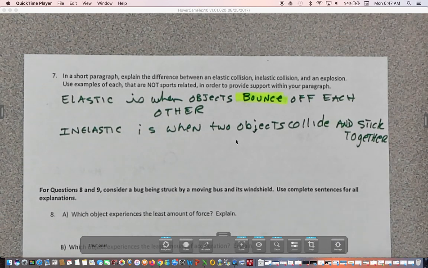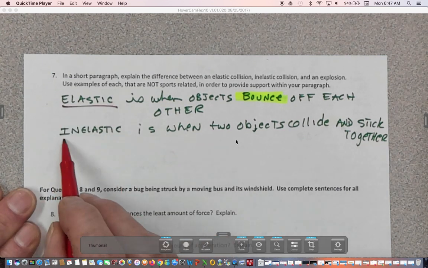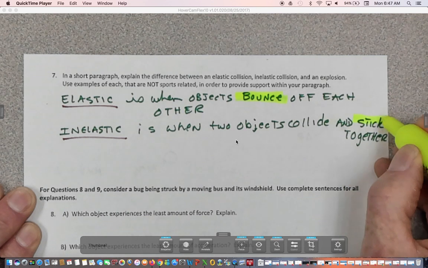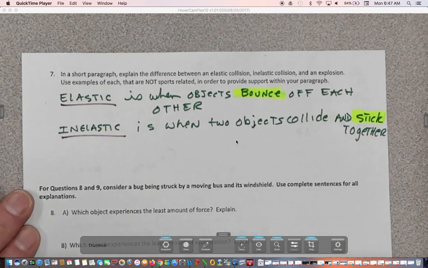Right now I'm doing a stick together collision, which is an inelastic. So elastic is bounce, inelastic is stick. You need to know that for the quiz. This is not incredibly difficult when you pay attention.